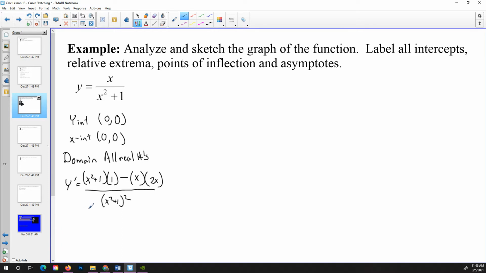All right, so let's simplify this a little bit. I'll have x squared plus 1 minus 2x squared. So this first derivative will be equal to (1 minus x squared) all over (x squared plus 1) quantity squared.